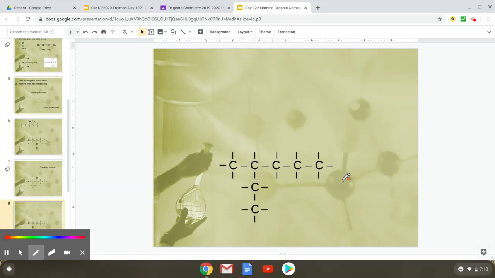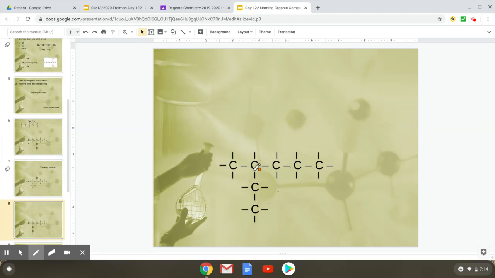So this one's a tricky one. We've got 1, 2, 3, 4, 5 carbons in this chain. So that makes it look like that's a pentane. And on the second carbon, there's a 2-carbon chain. So it looks like this should be ethylpentane, specifically 2-ethylpentane. But that's wrong. It's wrong because we have to find the longest chain first.